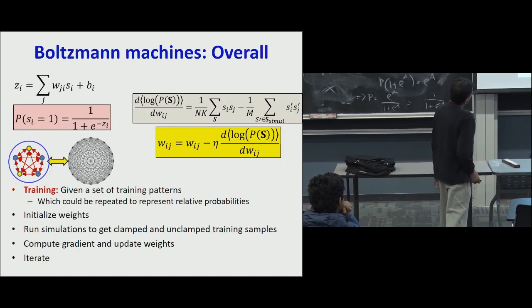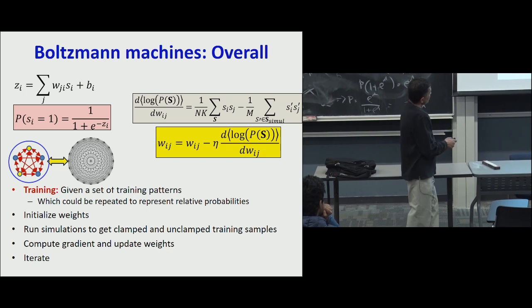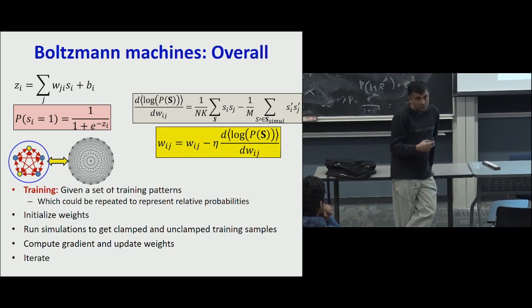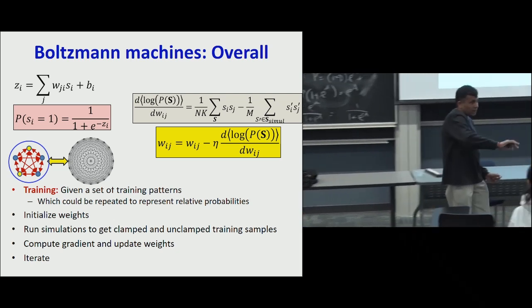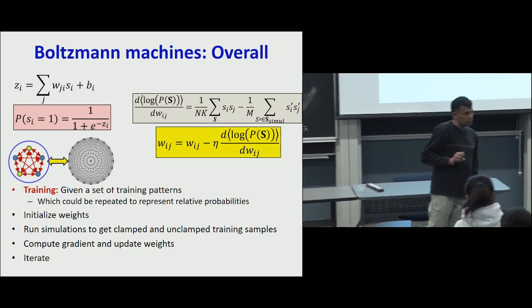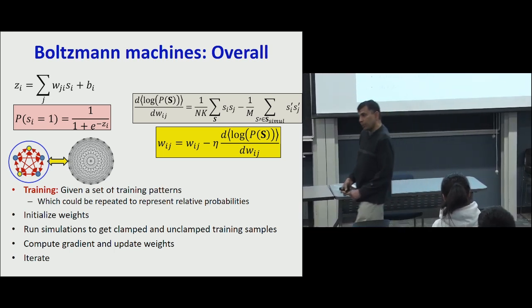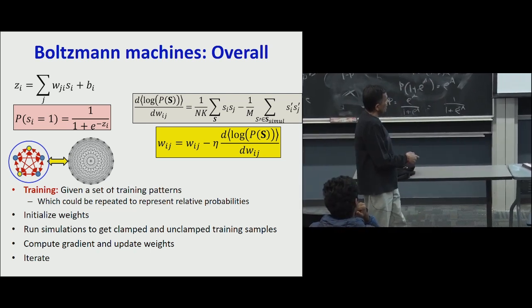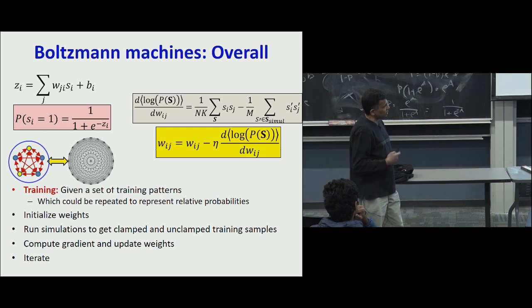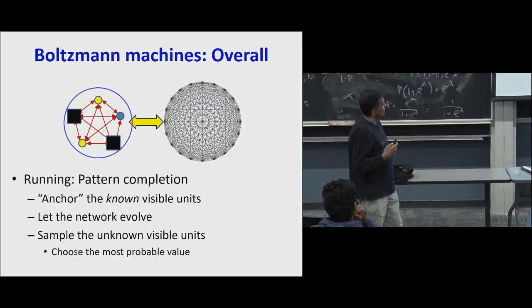So overall, for training, you're given a set of training patterns which could be repeated to represent relative probabilities. You initialize the weights. You run the simulations to get clamped and unclamped training samples. What do I mean by clamped? Where I fix the visible portions, and only let the hidden portions evolve. And then unclamped, where I let the entire network evolve. And then from these, I compute the gradients and update the weights, and I iterate the whole process, right?